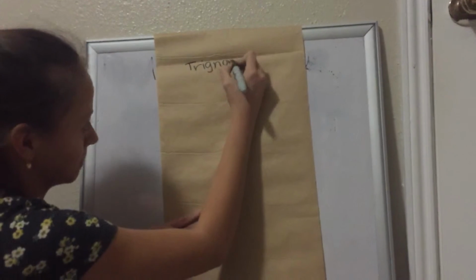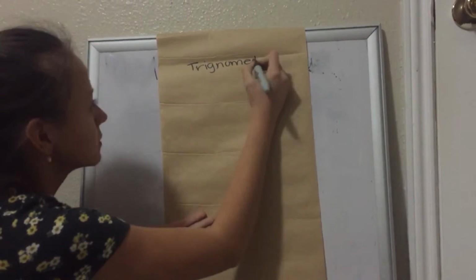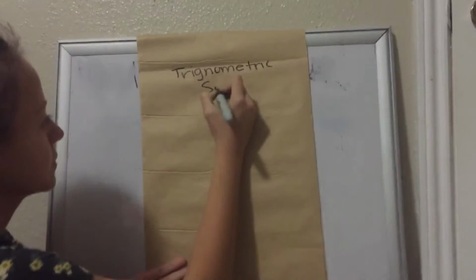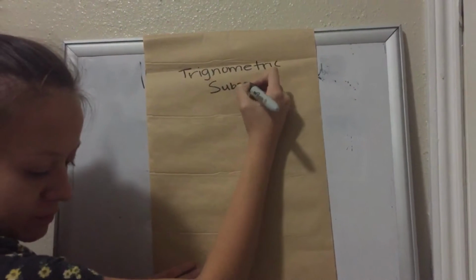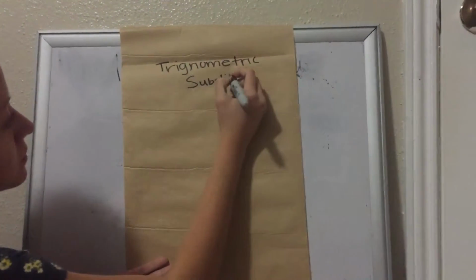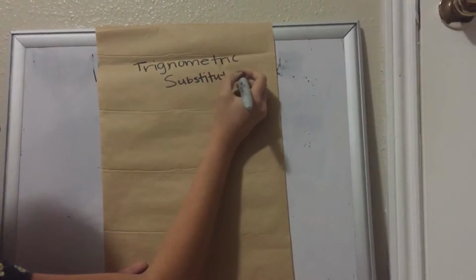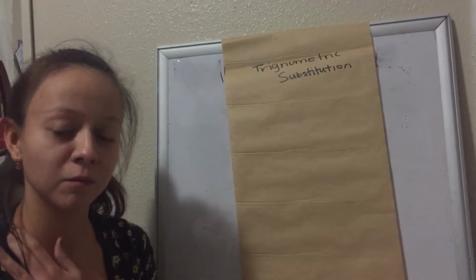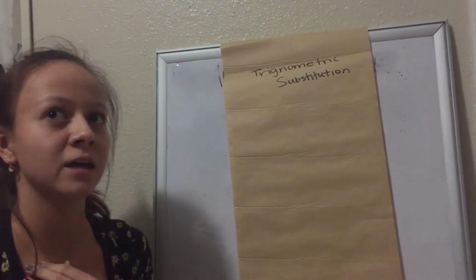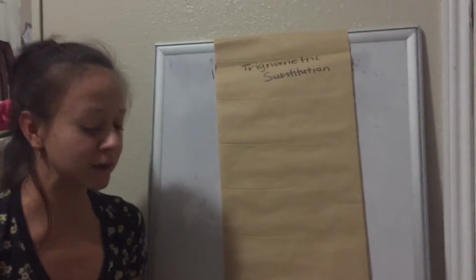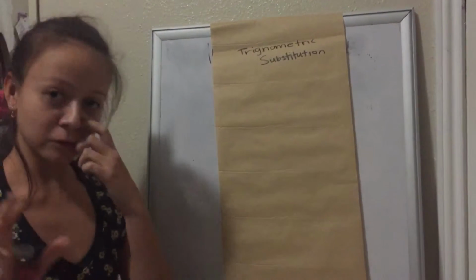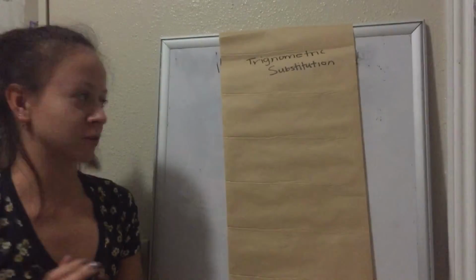Trigonometric substitution. Trigonometric substitution is used whenever you are trying to solve a complicated integral and it cannot be solved with regular substitution. So there's different instances where you would use trigonometric substitution.